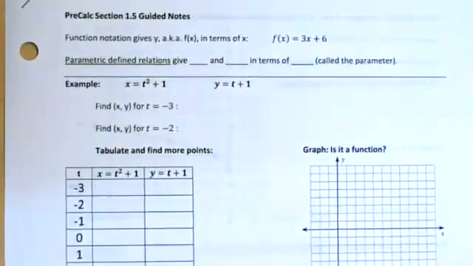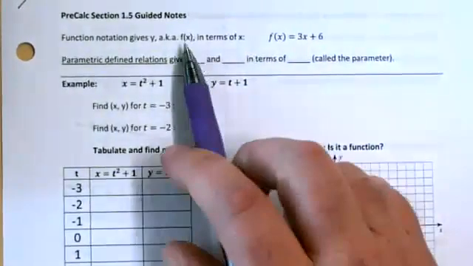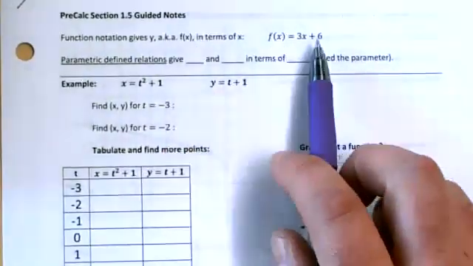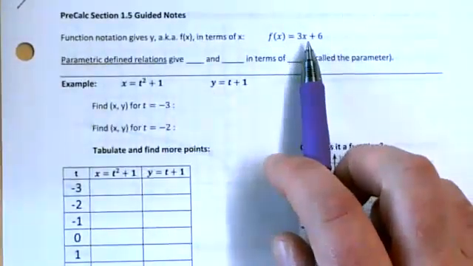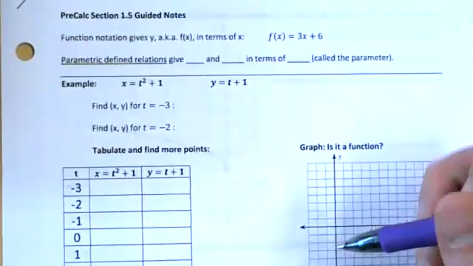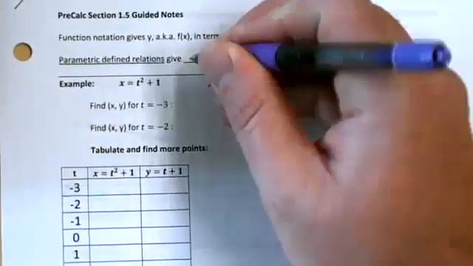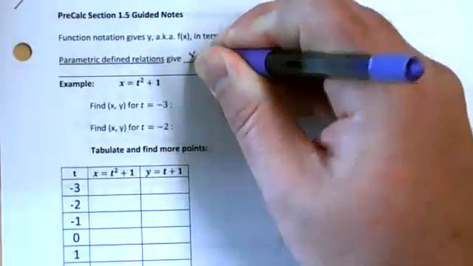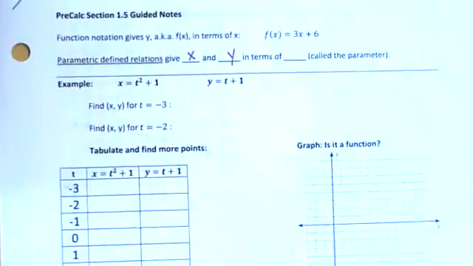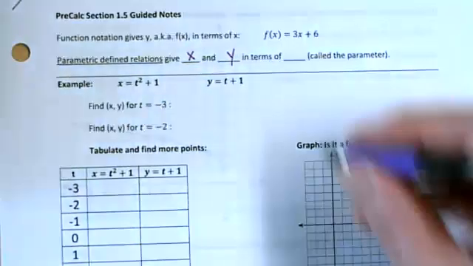So function, and specifically function notation, they're giving you y values in terms of x. You guys are used to this. Parametric defined relationships are going to give you x and y values in terms of the parameter, which is typically t.